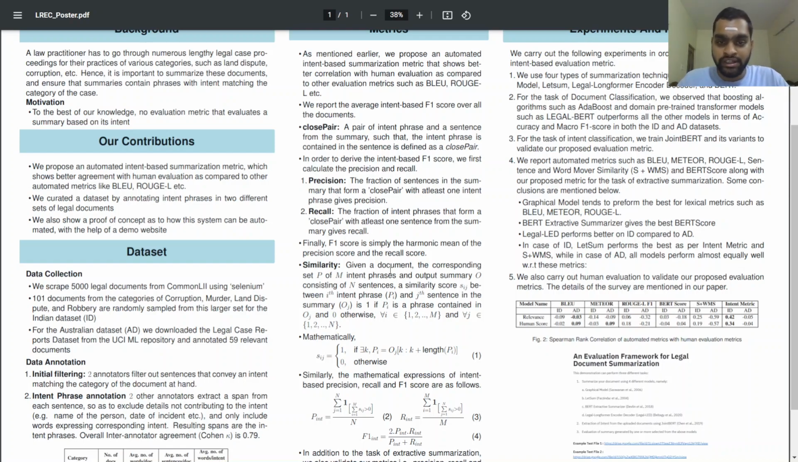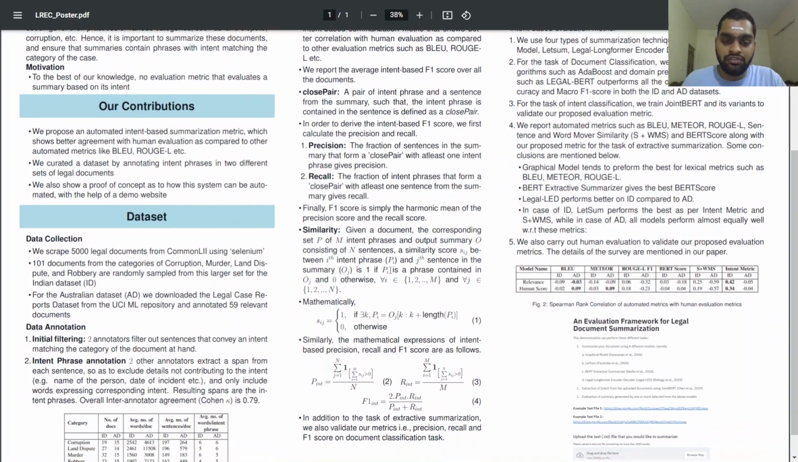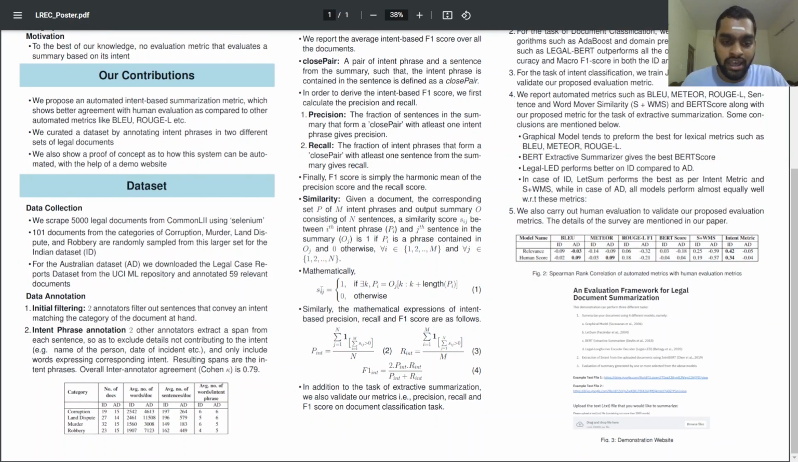So in order to derive the intent-based F1 score, we define precision as the fraction of sentences in the summary that form a close pair with at least one intent phrase, and this gives the precision metric. And the fraction of intent phrases that form a close pair with at least one sentence from the summary gives us the recall. And the final F1 score is simply the harmonic mean of the precision score and the recall score. We have further mathematically described Sij, and then based on that, we have described precision P, recall R, and the F1 score.